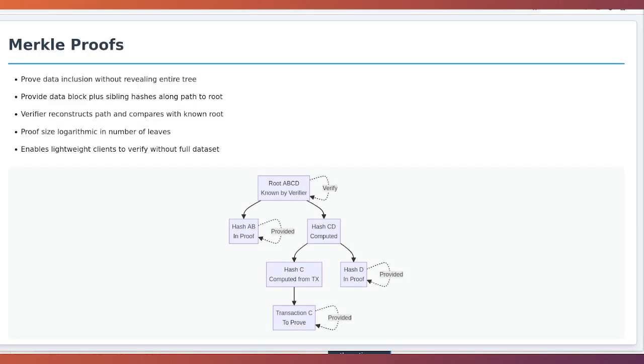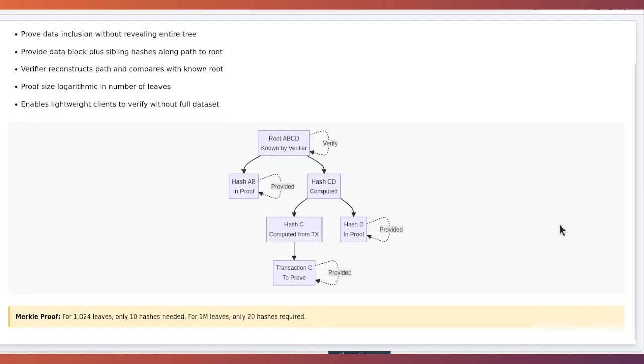Merkle proofs. Now let's explore one of the most powerful features of Merkle trees. Merkle proofs, also called Merkle paths or authentication paths. A Merkle proof allows you to prove that a specific piece of data is included in a Merkle tree without revealing the entire tree. Imagine you want to prove that transaction C is part of a Merkle tree whose root is stored in a blockchain. You don't need to provide all the transactions. You only need to provide transaction C itself, along with a minimal set of sibling hashes that allow someone to reconstruct the path to the root.